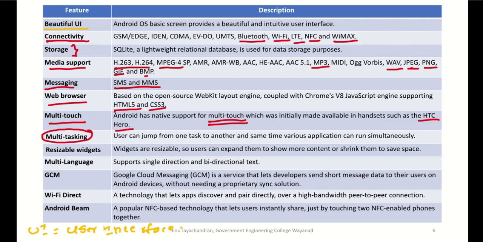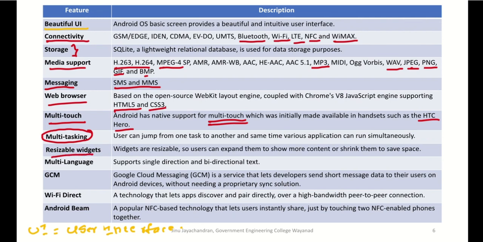It also supports multitasking. Multitasking means you can open Facebook, then before closing Facebook, you can also open WhatsApp. Facebook will go to the background, WhatsApp will come to the foreground, but Facebook will still be running in the background. You can have any number of tasks running in the background, and you can just swipe back to Facebook and WhatsApp using a single touch. So those are multitasking tasks.